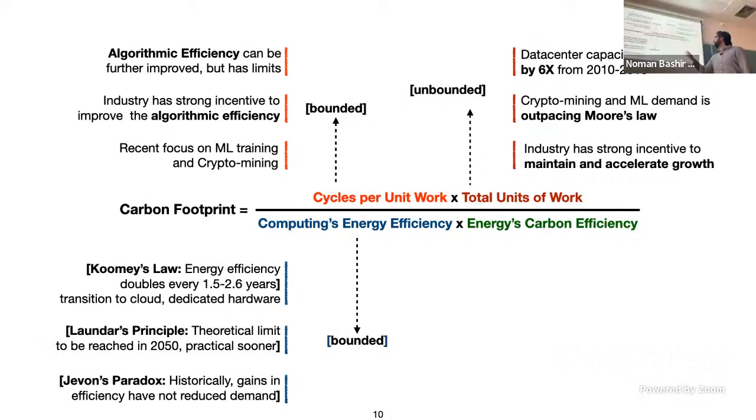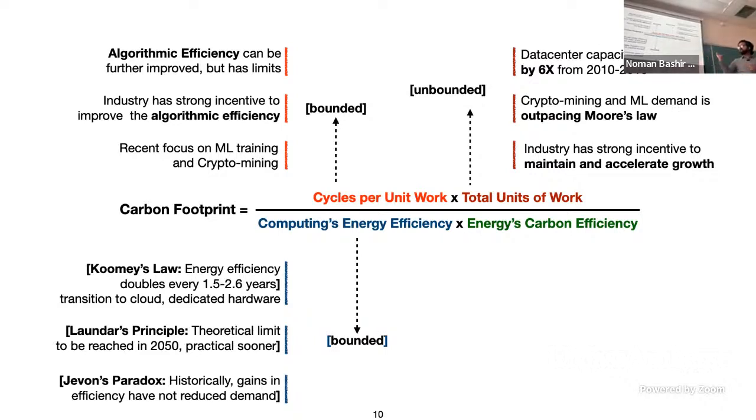Then there is this other factor, computing's energy efficiency, which I said was how many cycles you can get per unit of energy spent. So there are different laws that go on that. One is Landauer's principle, which basically says that the theoretical limit of CMOS is going to be hit in 2050, but practically it will be hit much sooner.